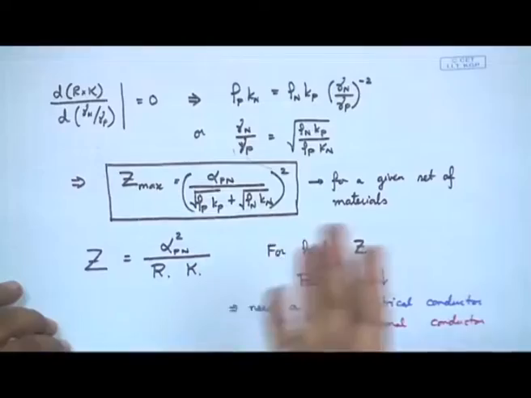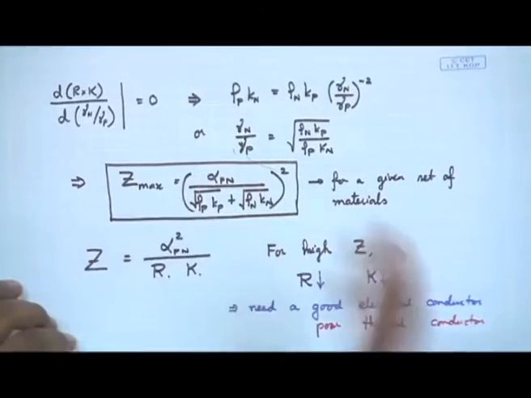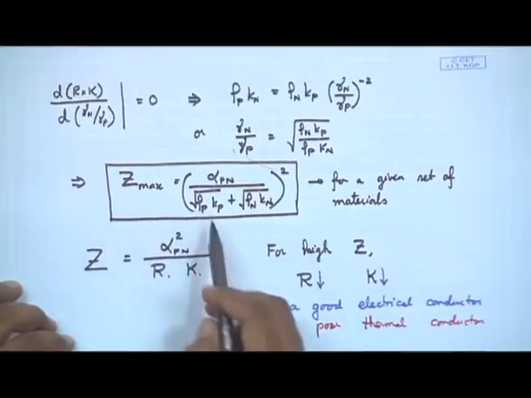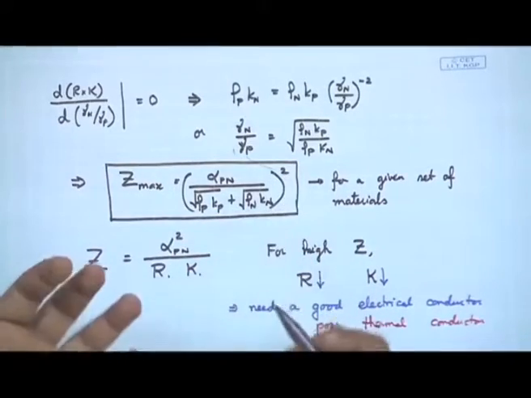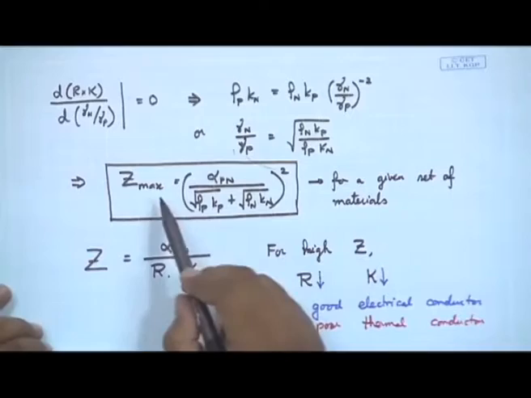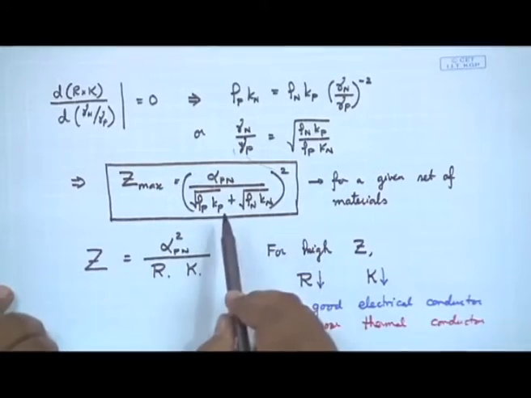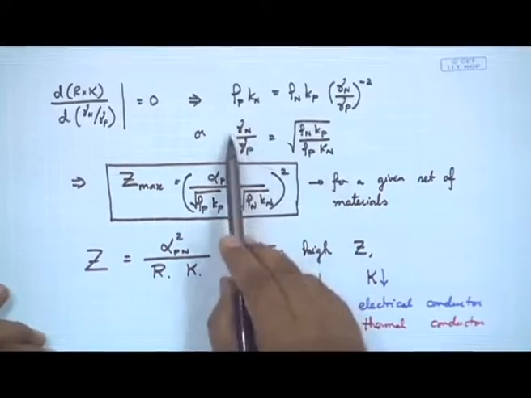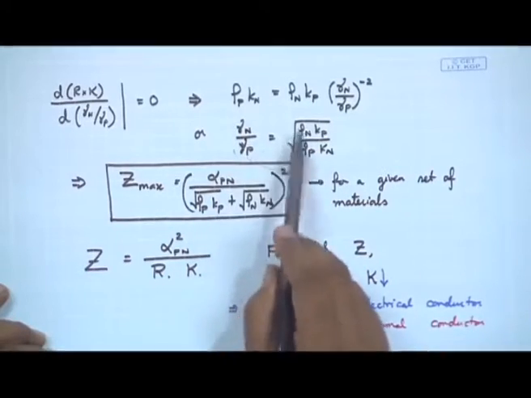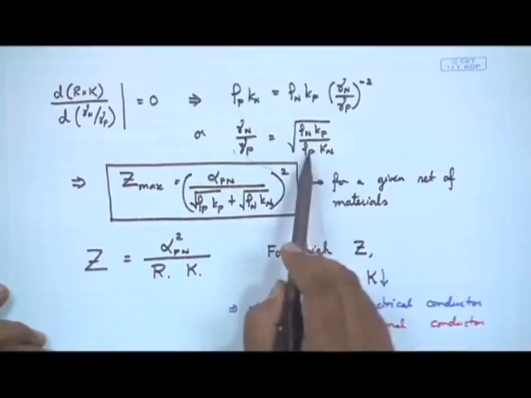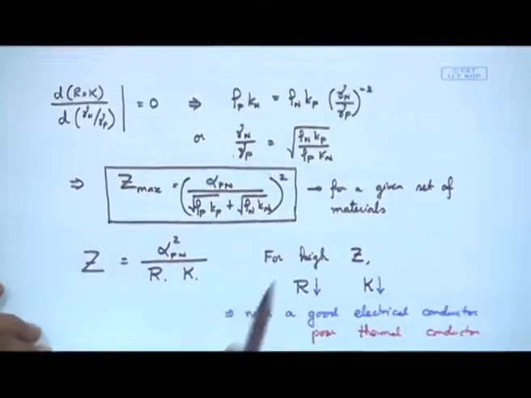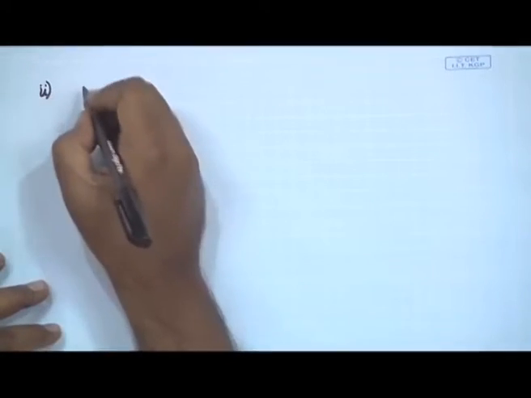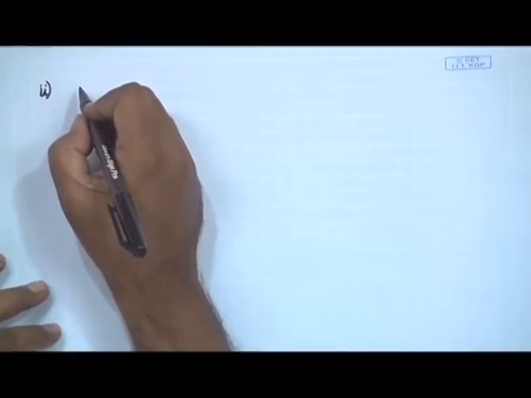Okay. So, coming back to what we were looking at, we tried to maximize the value of Z by playing around with the geometric parameters which are within our control, and we said that the maximum value of Z for a given set of materials comes from satisfying this relation: gamma n over gamma p is the square root of rho n k p over rho p k n. Okay. All right. What was the second thing that Z depends on? It depends on the value of m.